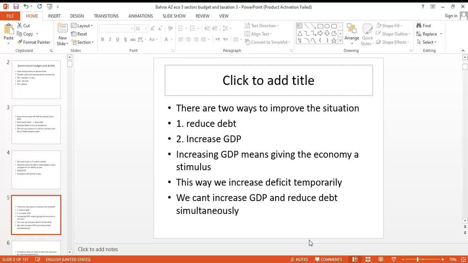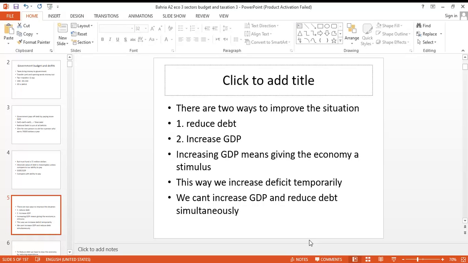what happens when you give a stimulus? Look at it from the point of view of our equation. Aggregate expenditure, or GDP, is equal to consumption plus investment plus government spending plus net exports. Look at the government spending. The government is spending more. So what will the government do? It's spending more. It's running a deficit. The deficit is going to increase because what's the deficit? The deficit is the difference between the revenue of the government and the spending, the expenditure of the government.